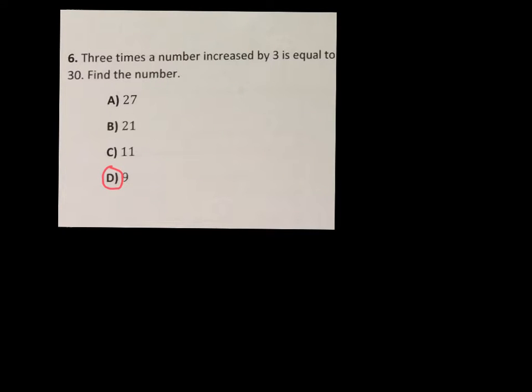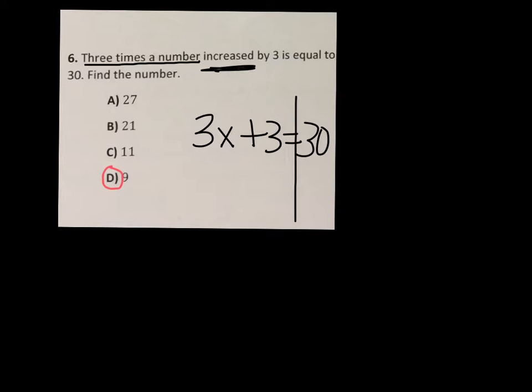Number 6, 3 times a number increased by 3 is equal to 30. So 3 times a number, that's 3x, increased, meaning plus 3, is equal to 30. So there's your equation, and then you've got to solve it.